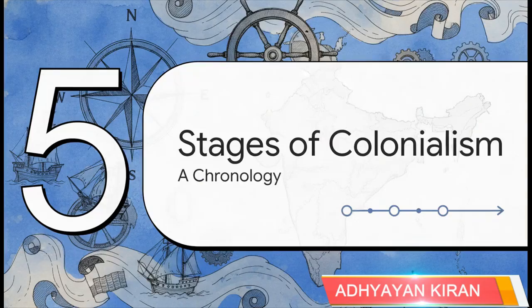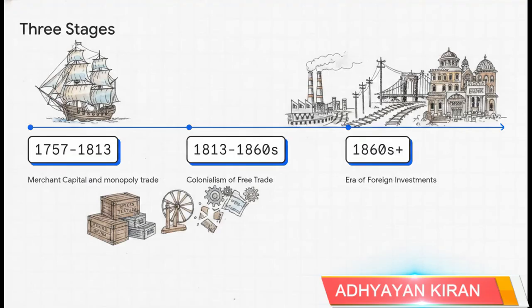Okay, let's zoom out and pull all this together. We're going to organize everything we've learned into a historical framework in our fifth and final section, the 3 stages of colonialism. Historians generally divide British colonial rule in India into 3 distinct stages, stretching from the Battle of Plassey in 1757 all the way into the 20th century. These are the period of merchant capital, the era of free trade colonialism, and finally, the era of foreign investments. Let's do a quick run-through of how the strategy evolved.